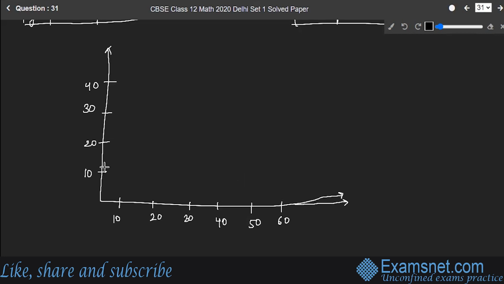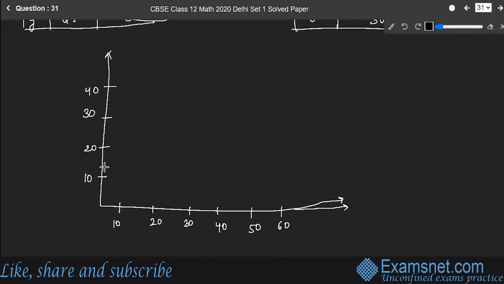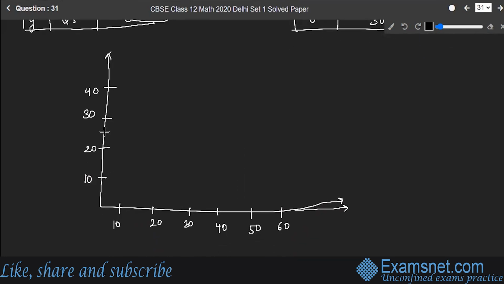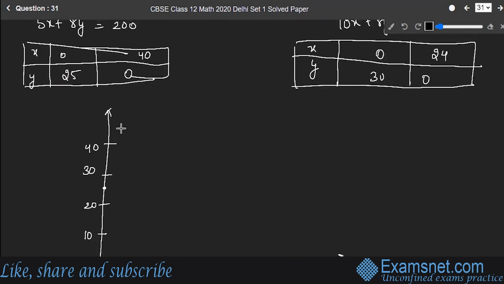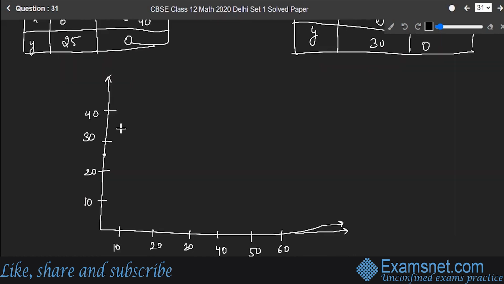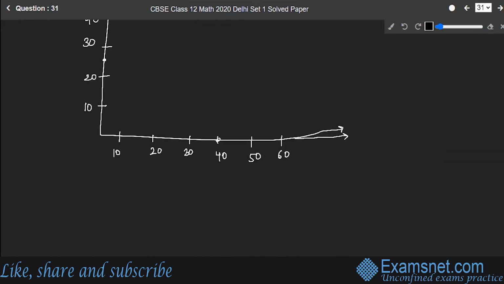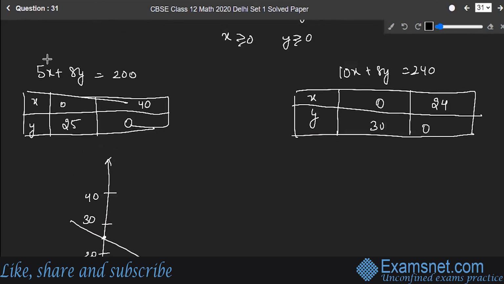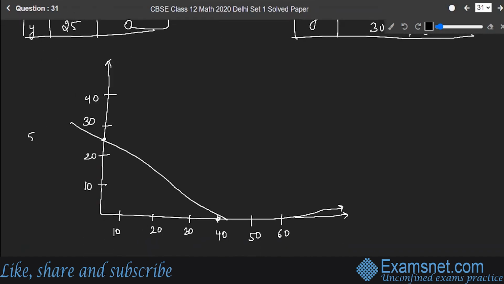All right. So now plotting the point 0, 25. So when this is 0, this is 25. This is the first point. And when y is equal to 0, x is equal to 40. So this is the second point. Let's join these 2 points. So this is the line. This is the line 5x plus 8y is equal to 200.